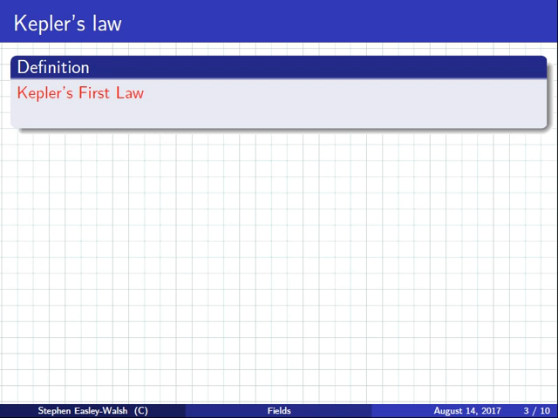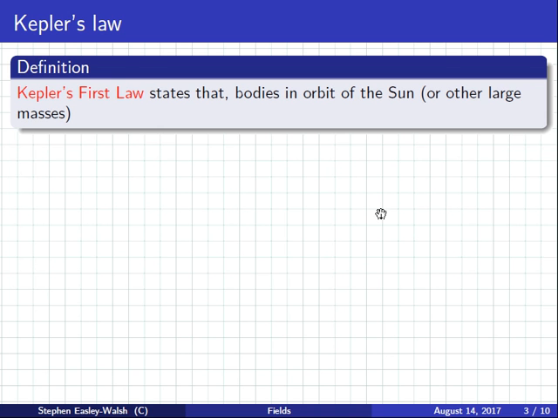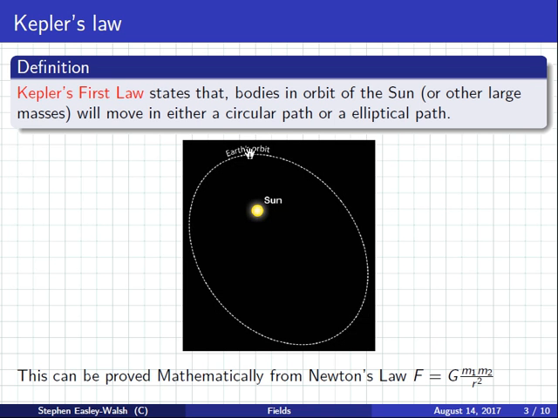Simple for us now, but at the time, 500 years ago, it wasn't simple or obvious. Kepler states that bodies in orbit of the Sun, or other large masses, will move either in a circle, or, and this is the interesting thing, it's not just a circle, it's an elliptical path, which means a sort of stretched circle like this. Now, I know that's obvious for us, but at the time, perhaps it would be reasonable to think planets only move in a circle.